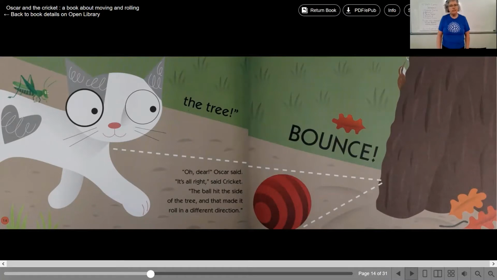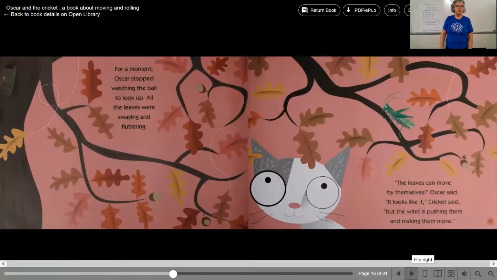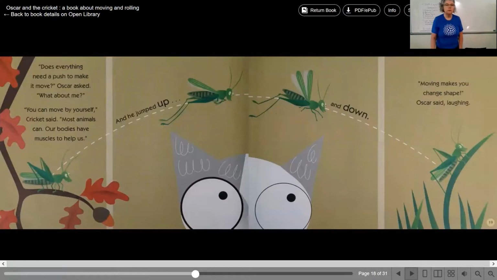Bounce. Oh dear, Oscar said. It's all right, said Cricket. The ball hit the side of the tree, and that made it roll in a different direction. Whoa, that's pretty cool. For a moment, Oscar stopped watching the ball to look up. All the leaves were swaying and fluttering. The leaves are moving by themselves, Oscar said. It looks like it, Cricket said, but the wind is pushing them and making them move. Oh, the wind is making things move too. Does everything need a push to make it move? Oscar asked.